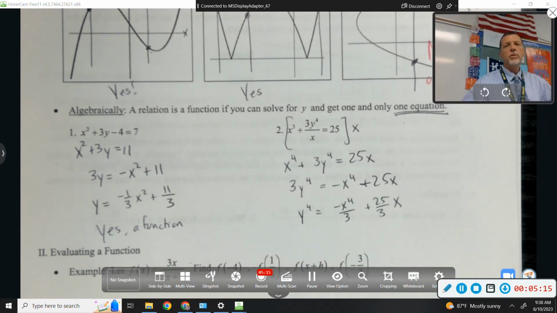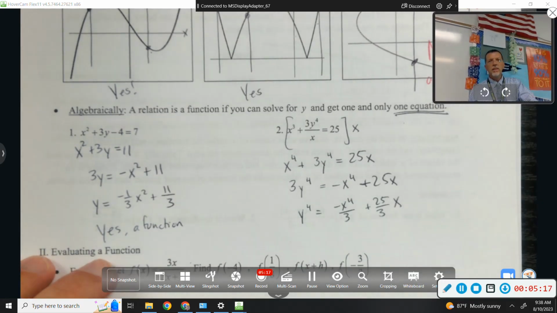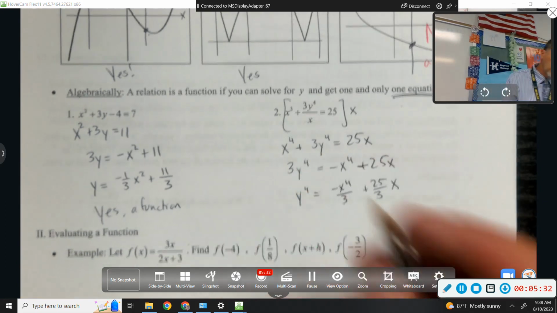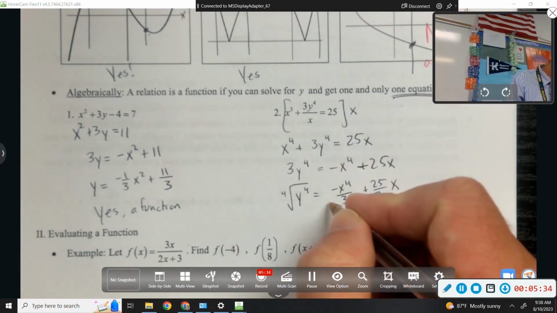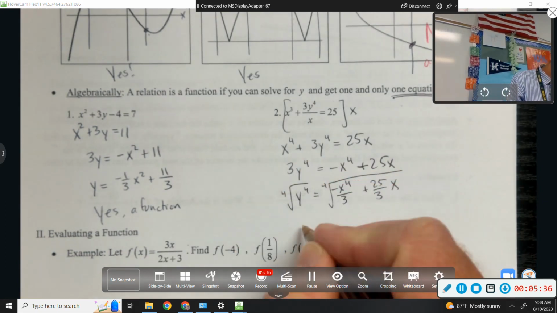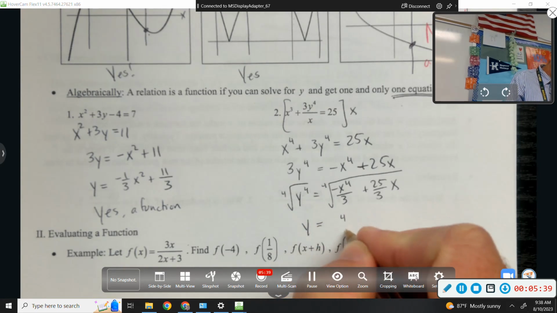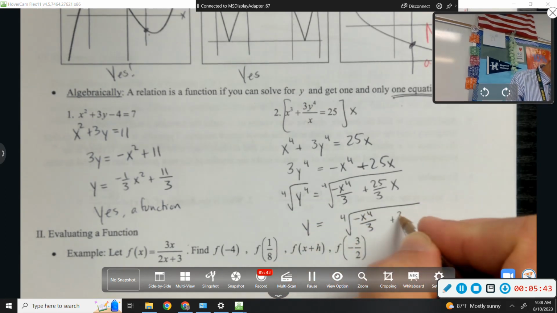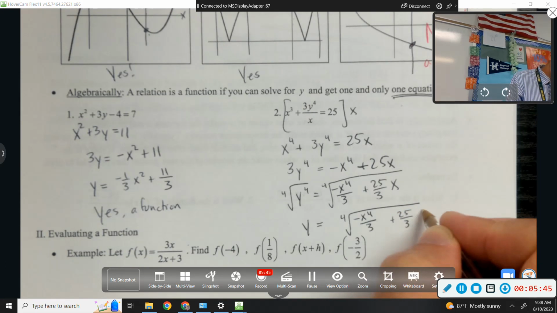And then what do I do now to get y by itself? How do I undo the fourth power? Fourth root. So let's fourth root each side. So y equals the fourth root, then this is ugly, negative x to the fourth over 3 plus 25 thirds x.